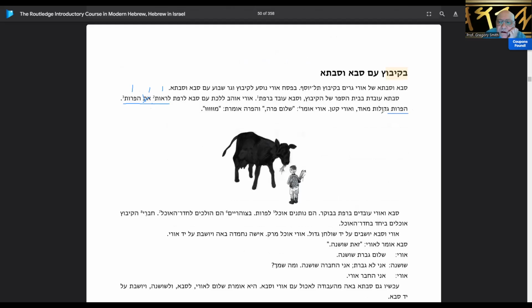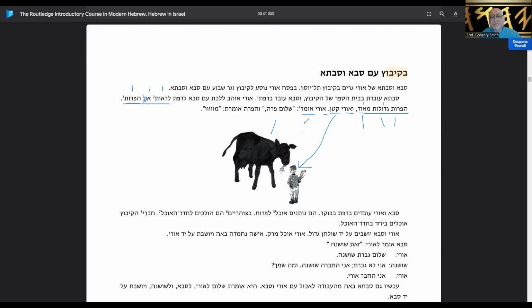Okay, so hafarot gadolot me'od. So the cows are very big. Gadolot means big, and me'od means very. Ori is Ori katan. Look at that, Ori is small compared to the cows, which are very big. Ori katan.